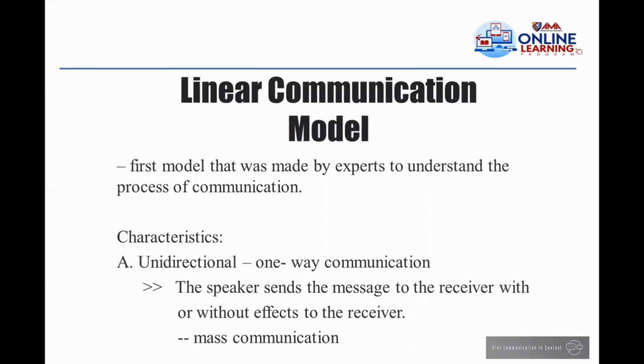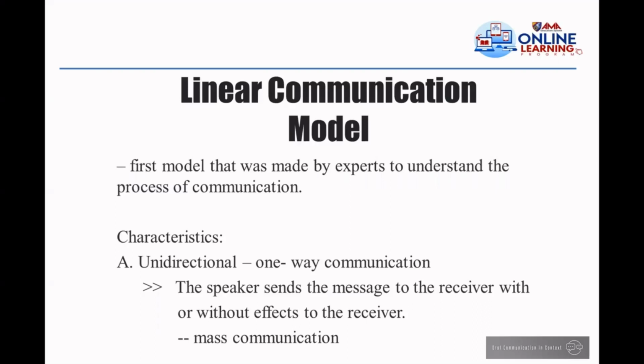So the characteristics of these models are the following. First is unidirectional, from the prefix uni, meaning one, directional or direction, meaning way or path. So unidirectional is a one-way communication process. Okay, the speaker sends the message to the receiver with or without effects to the receiver. Example of this is the mass communication. There is a sender and multiple receivers from different locations.